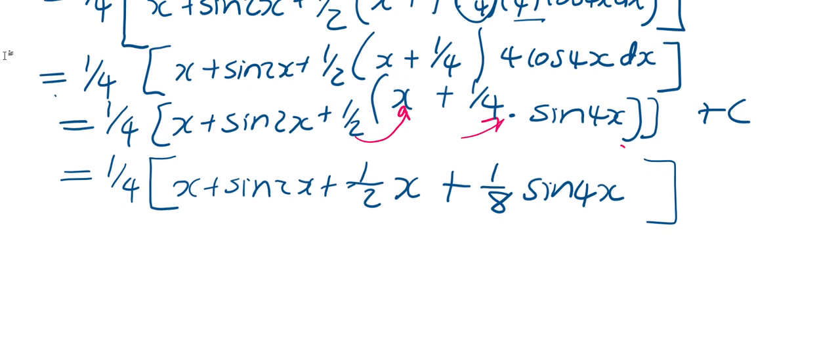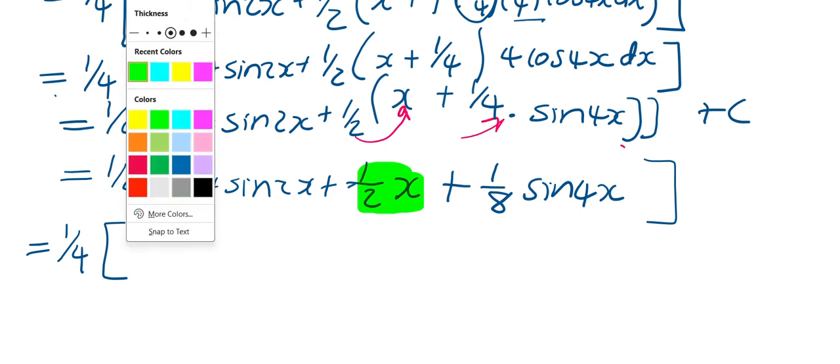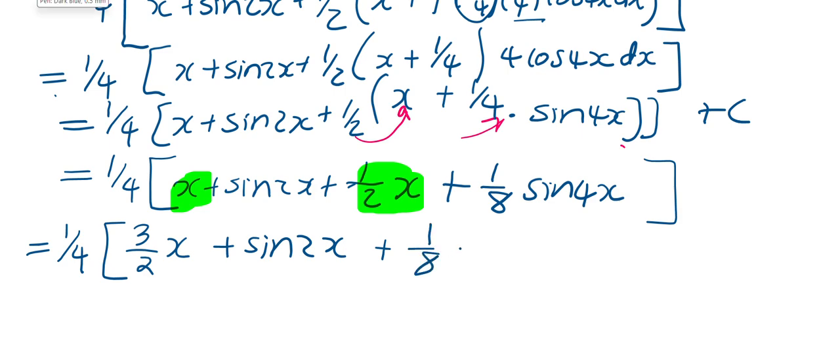Okay, so now this is equal to 1/4. Let's now add the like terms. If you take this one and add it to this one, this will give you 3/2. Let me check my calculator. Yes, it should give you 3/2. So 1 plus 0.5 is actually 3/2. I was right, sorry about that. So this is 3/2 x plus sin 2x plus 1/8 sin 4x.